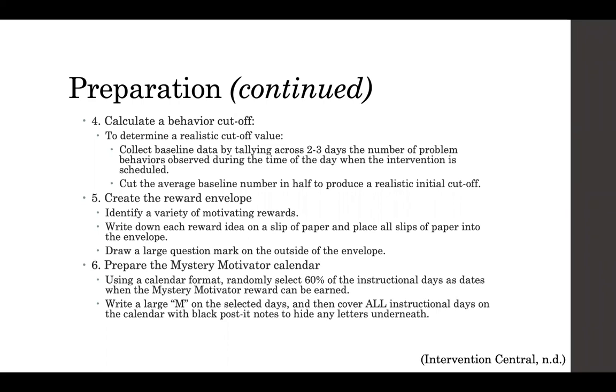Next, prepare the mystery motivator calendar. Using a weekly or monthly calendar format, randomly select 60% of the instructional days as dates when the mystery motivator reward can be earned. Write a large M on those selected dates and then cover all instructional days on the calendar with black Post-it notes to hide any letters underneath.